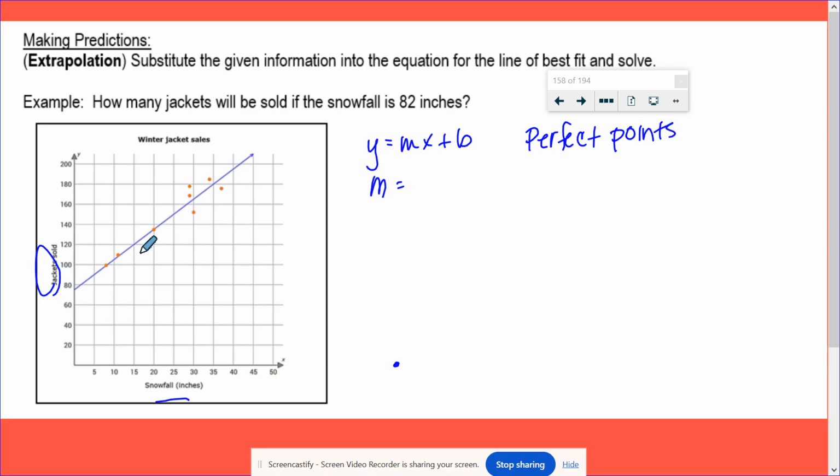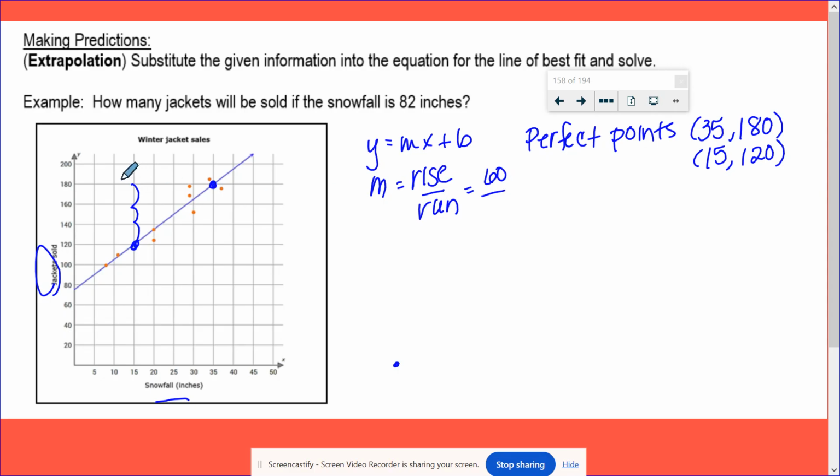So let's use the points. Let me zero in on this. Let's use the point 35 and 180. And let's also use the point 15 and 120. So where was my other one? Okay, so I am very easily able to count my rise over run. So let's see, we're counting by 20s on the y-axis. So 20, 40, 60. Then it goes to the right, and on the right we're counting by 5s. So 5, 10, 15, 20. Simplify that fraction, so I know there's a slope of 3.